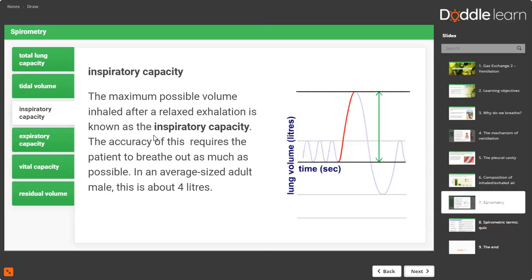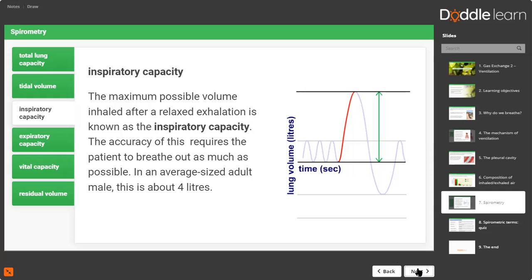And then we can look at our inspiratory capacity. The maximum possible volume of inhaled air after a relaxed exhalation is known as the inspiratory capacity. The accuracy of this requires the patient to breathe out as much as possible. In an average sized adult male, this is about 4 litres. That's a bit of a strange one because we think, well, that's less than our total lung capacity, but that's because we've breathed out as much as possible and we're taking everything in. As we said before, we don't often breathe everything out. We often keep quite a lot of our gas inside our chest, and that's when we have our tidal volume.